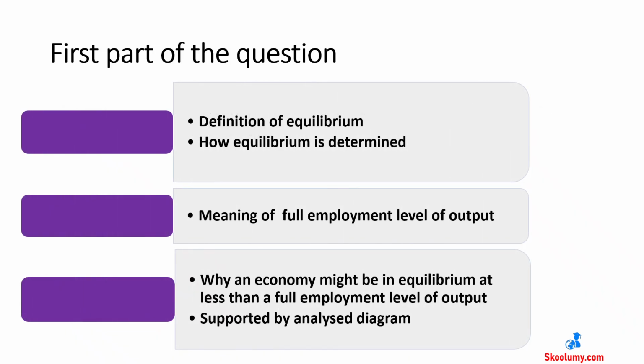For the first part of the question, there are three components. Firstly, define equilibrium, and briefly explain how equilibrium is determined. Next, the meaning of full employment level of output. Then, we answer the first part of the question: why an economy might be in equilibrium at less than a full employment level of output. This is supported by an analyzed diagram.